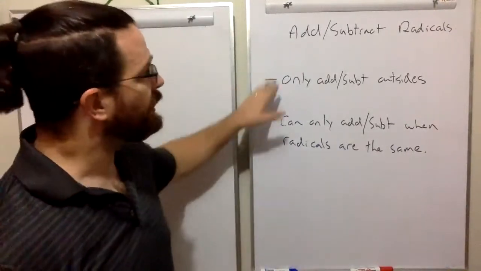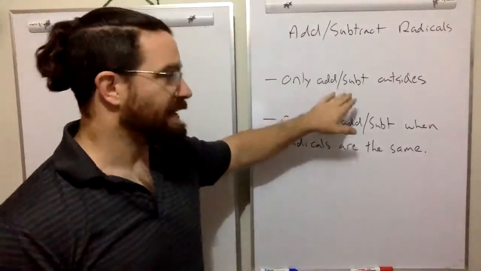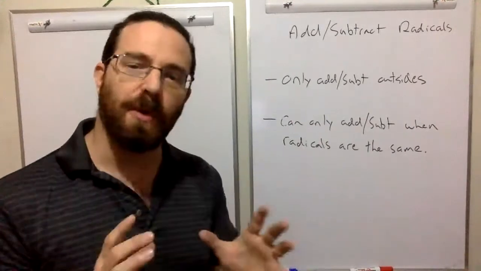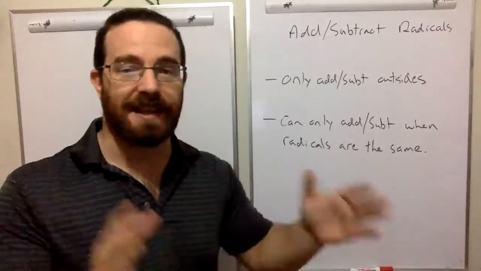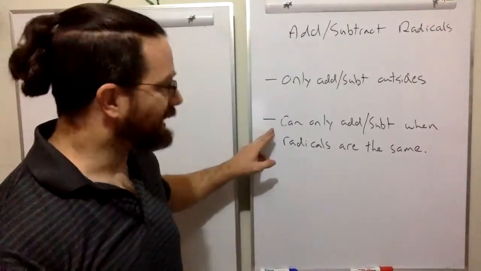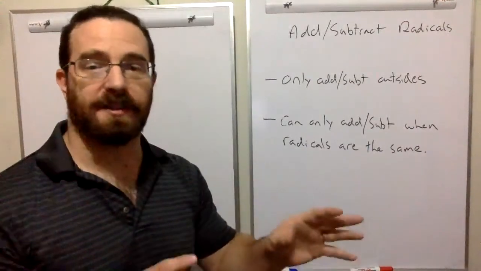First rule, whenever you're adding and subtracting radicals, you are only adding and subtracting the numbers that are outside of the radical. You're never going to add or subtract the numbers that are on the inside, only the numbers on the outsides. Number two, you can only add and subtract a radical if the radicals are the same.